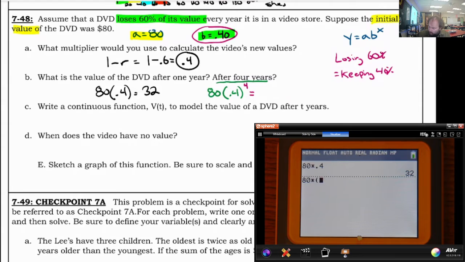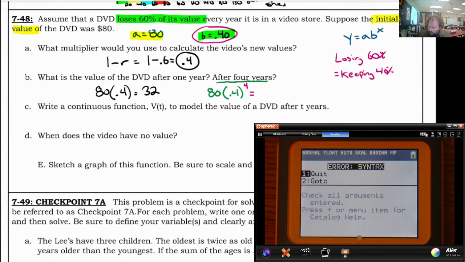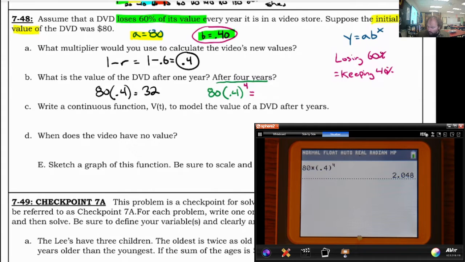80 times 0.4 to the fourth power. Whoops, I forgot to put a number in the box, which is $2.05 if we're rounding up. That seems small, but it is. 40% of your value, over 4 years, that's not a whole lot left over.